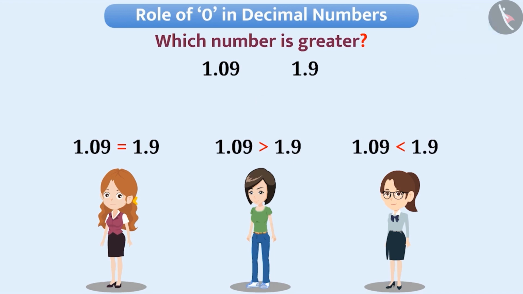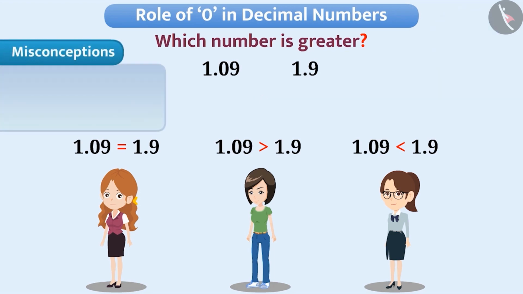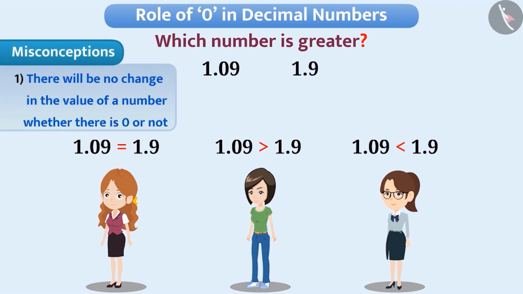Let me explain this. Nisha is having a misconception that there will be no change in the value of a number, whether there is 0 or not. According to her, both numbers are the same. And Meena is having a misconception that there are more digits in 1.09, hence 1.09 is greater than 1.9. Here, Mitali's understanding is correct.